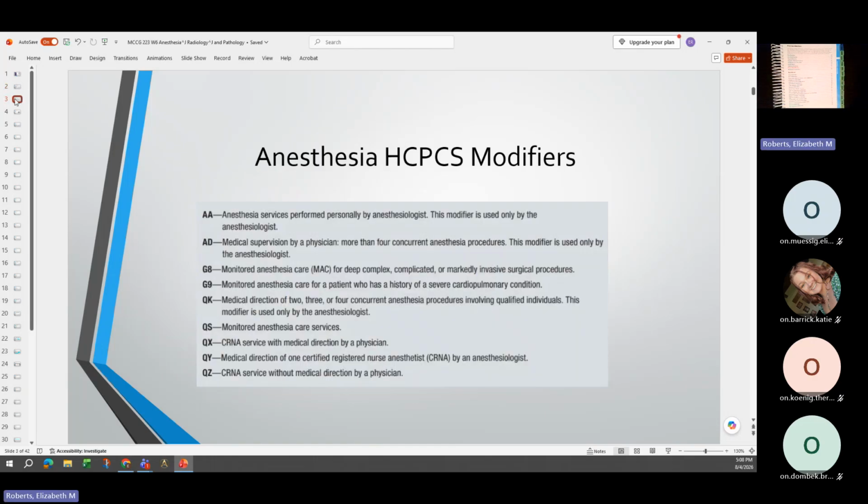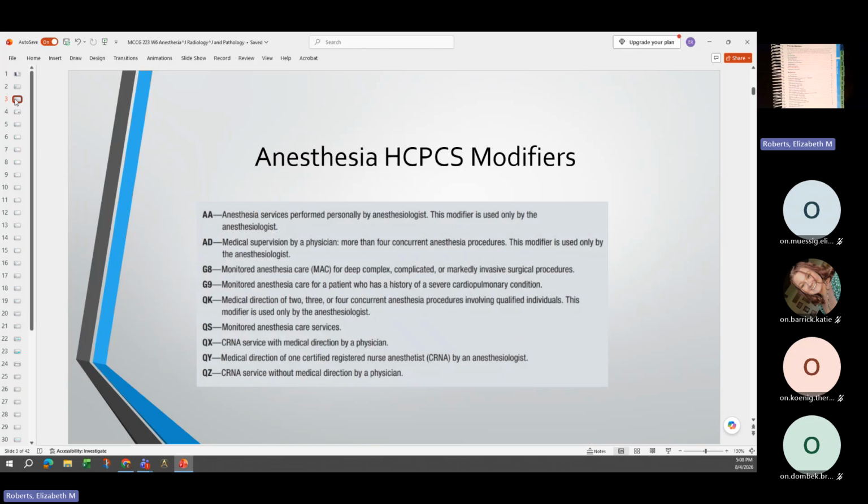Okay, so anesthesia HCPCS modifiers. I added just a little clip here. These are often required by Medicare and may also be required by some other payers. So when it comes to anesthesia, there are at least two different providers that can perform the service.